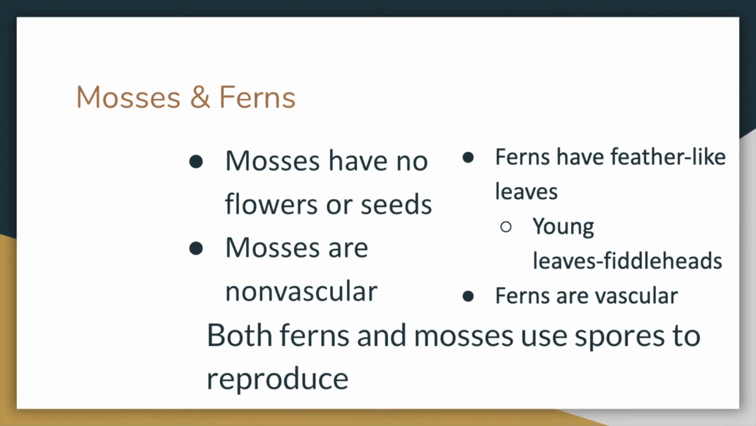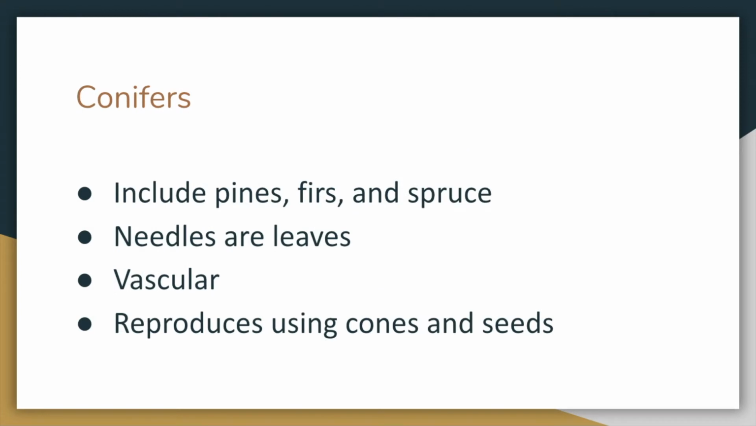Going on to conifers. The conifer phylum includes pines, firs, and spruce. It'd be wrong to say that these trees do not have leaves. The needles of many conifers are special leaves. A conifer is a vascular plant that reproduces using cones and seeds. So we've got a lot of pine trees up here in Wisconsin, and so you've seen those leaves that are needles. They're vascular, and when you've got a pine cone, that's actually how the pine tree then reproduces, is those cones and seeds in there go into the ground and create a new tree.